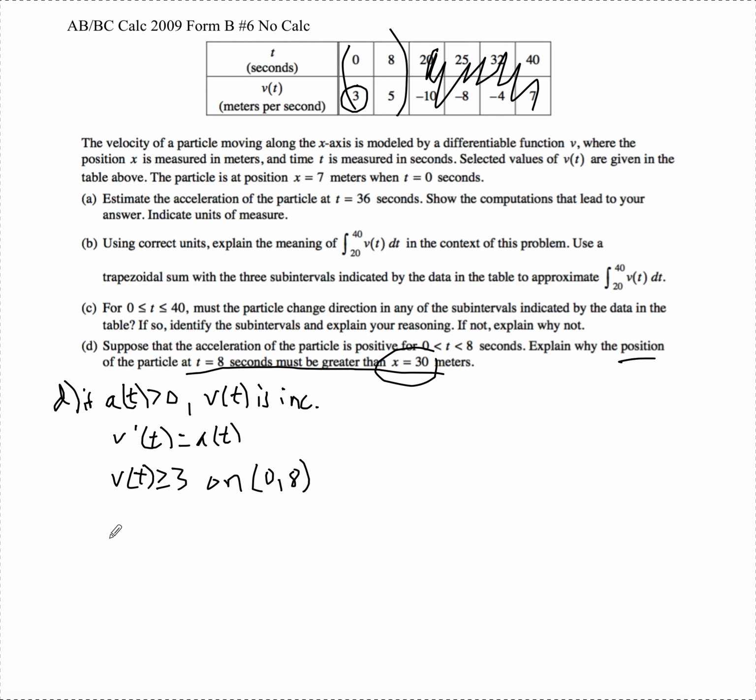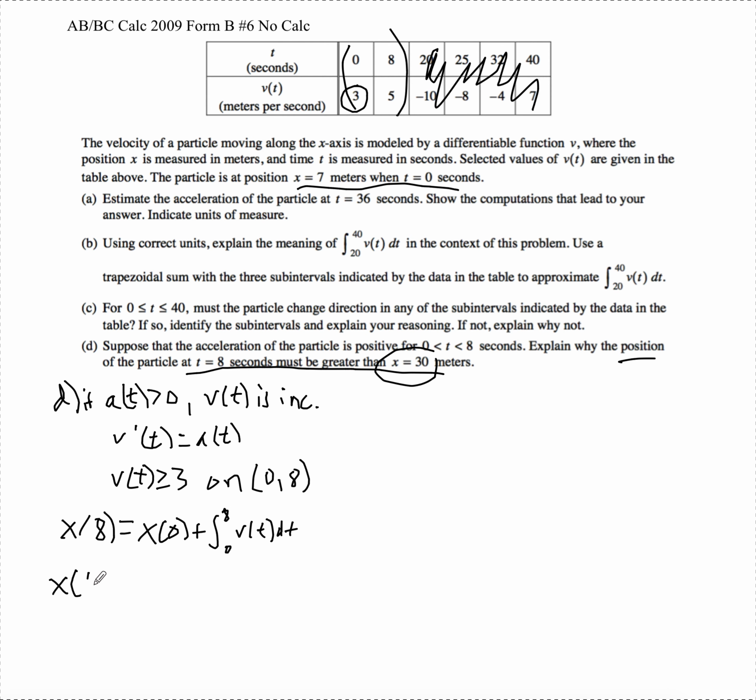Okay, so what? Well, I need to know something about position at 8. Let me just write down what I know. If I want to know position at 8, what do I know about position? I know my initial position, x of 0. And if I want to know the position at 8, that'd be the integral from 0 to 8 of v of t dt. And I want to prove that the position has to be greater than 30.